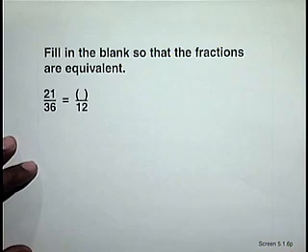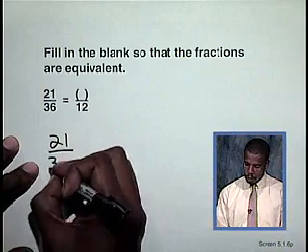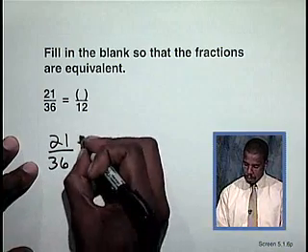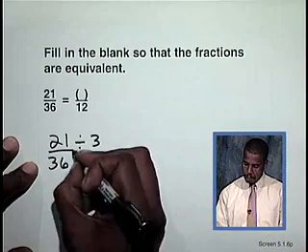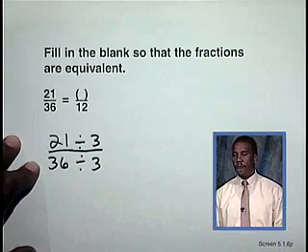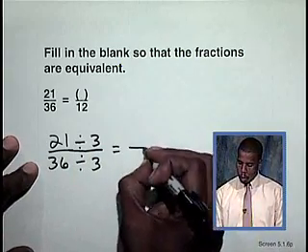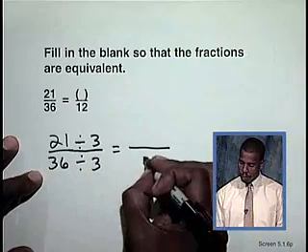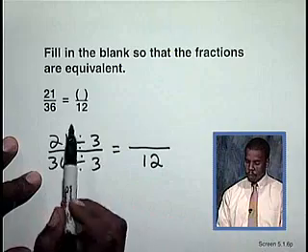All right, let's fill in the blank. Here the fraction 21 over 36, we can reduce that by dividing the numerator and denominator by 3. Again, we said we can create equivalent fractions by multiplying or dividing the numerator and denominator by the same number. We chose 3 because 36 divided by 3 gives us 12, which is the denominator we're trying to find the fraction is equivalent to.